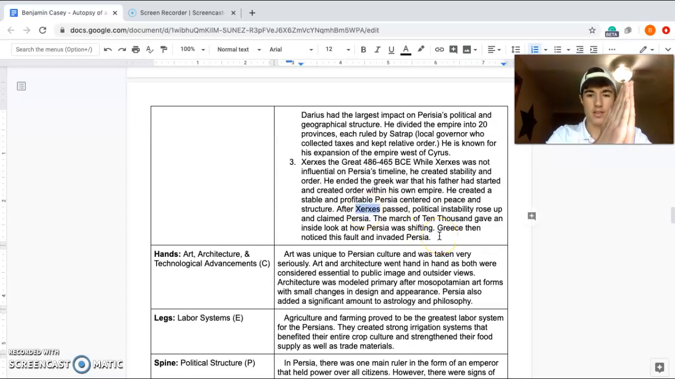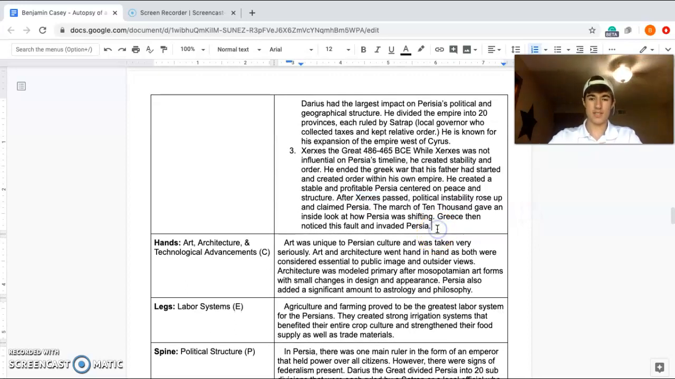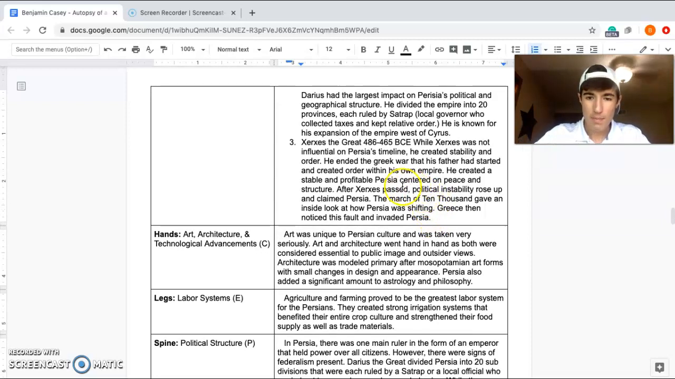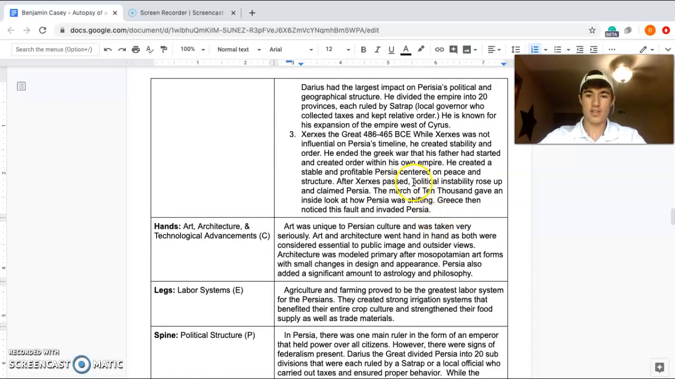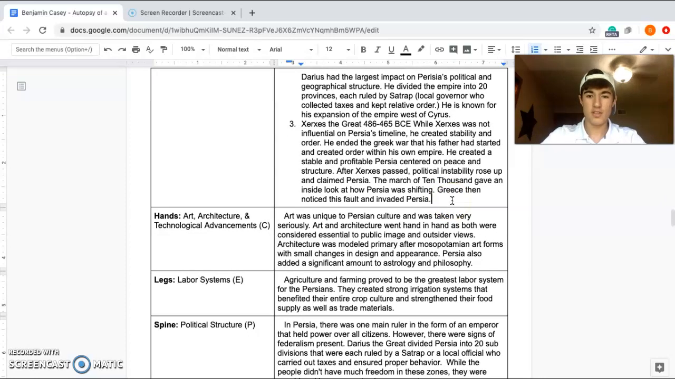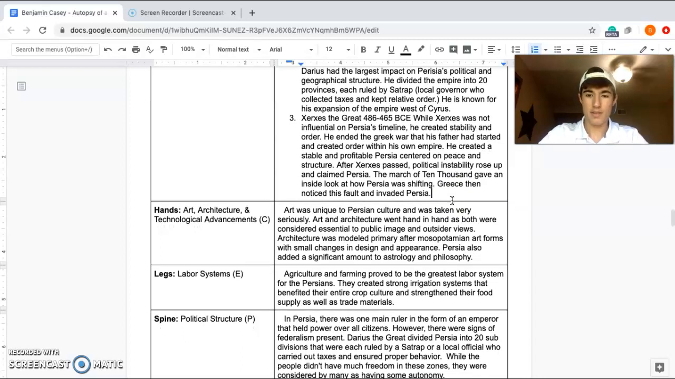Because the moment King Xerxes died is when everything went down. This was the beginning of the end for Persia. And what happened is there was no one to take up Xerxes' throne. And so political instability rose up and it claimed Persia. There were rioters and there were anarchists who flooded the streets. They were rioting. They were unhappy that there was no ruler. People were trying to consolidate power. No one came to power.